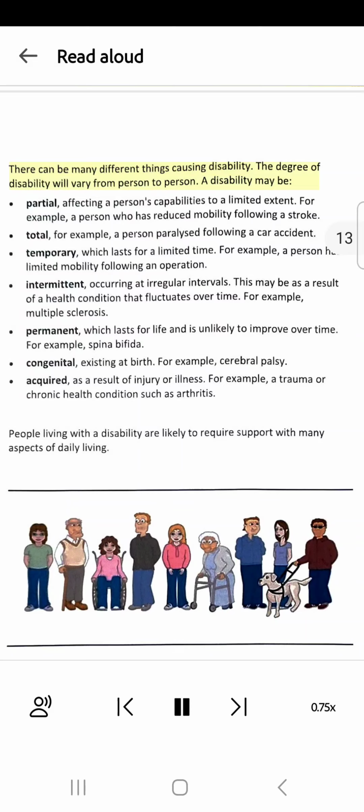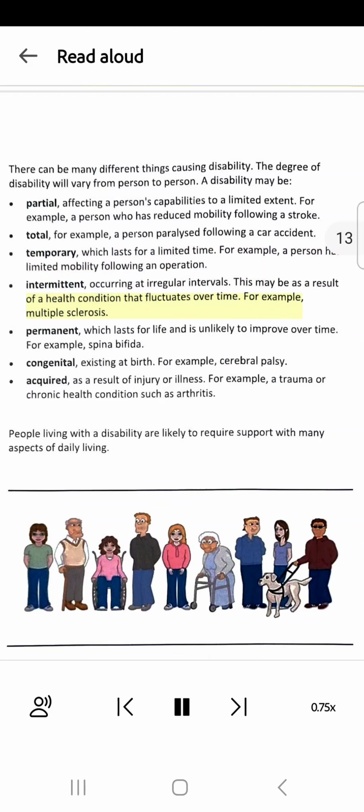A disability may be partial, affecting a person's capabilities to a limited extent. For example, a person who has reduced mobility following a stroke. Total. For example, a person paralyzed following a car accident. Temporary, which lasts for a limited time. For example, a person has limited mobility following an operation. Intermittent, occurring at irregular intervals. This may be as a result of a health condition that fluctuates over time.